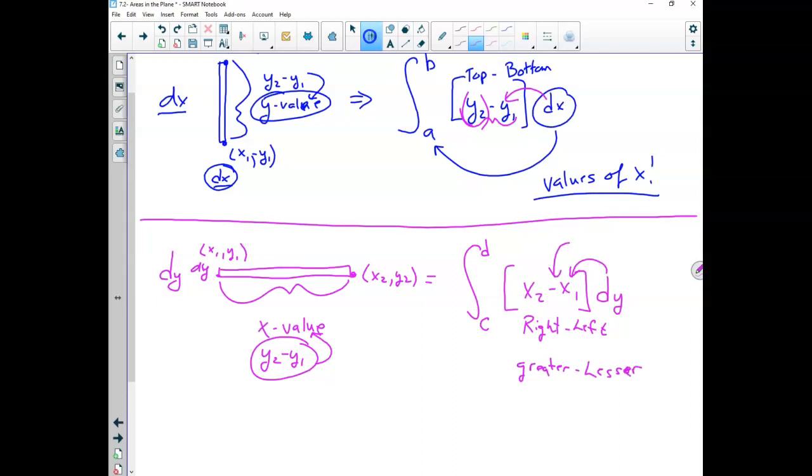Same way. And also important, because we're dy, these are values of y for integrating that, okay? And that's where we're going to go.